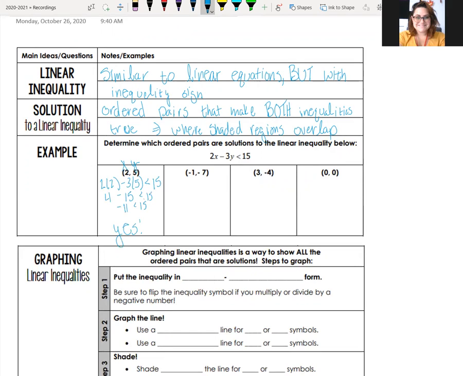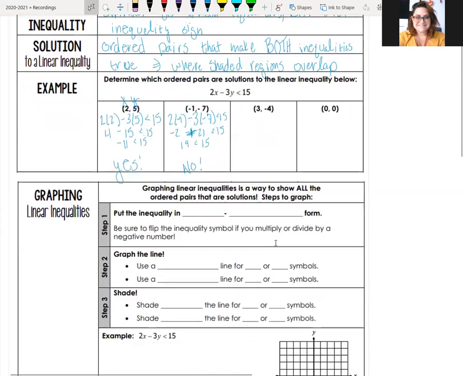So let's go ahead and do the counterexample. We'll do the next one. 2 times negative 1 minus 3 times negative 7. Is that also smaller than 15? 2 times negative 1 is going to give me negative 2, and 3 times negative 7 would give me negative 21. And a negative makes a positive, so we would have negative 2 plus 21, which means we have 19 is smaller than 15. No, not true.